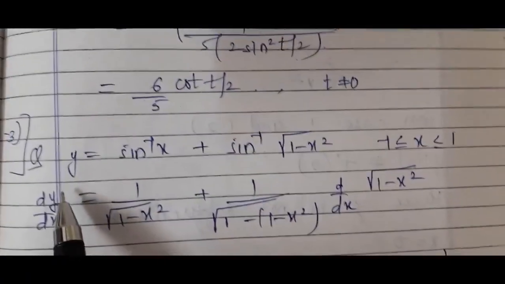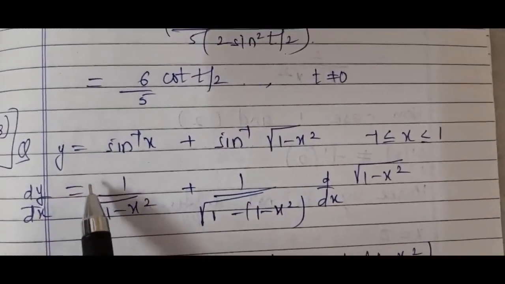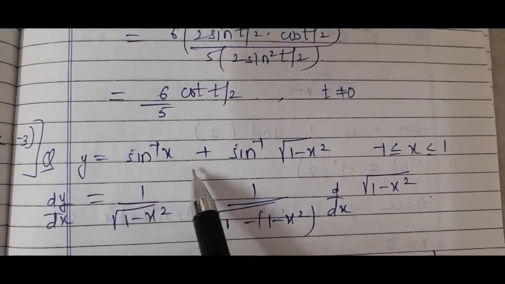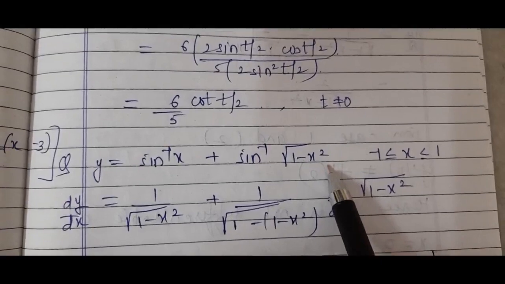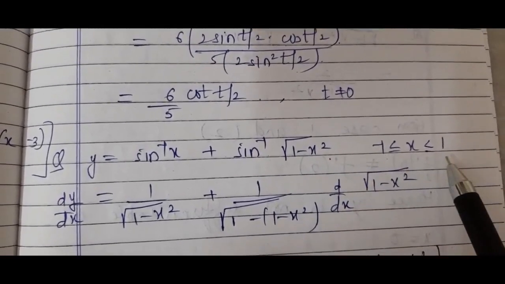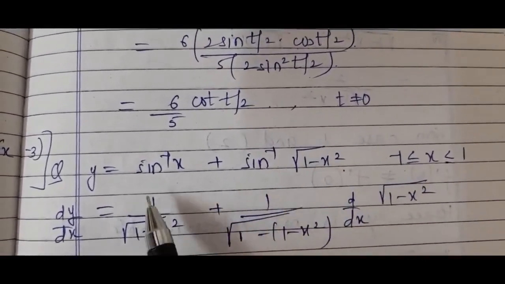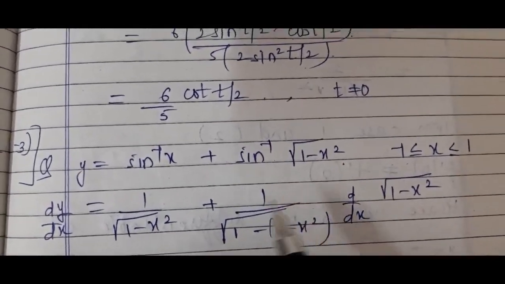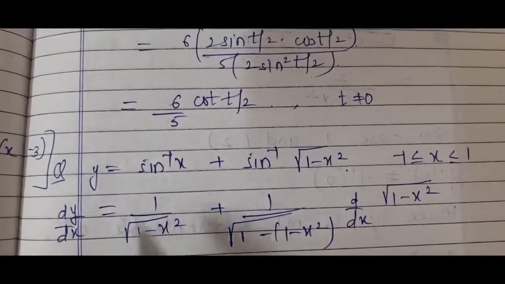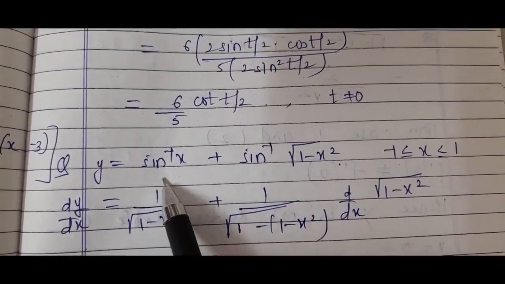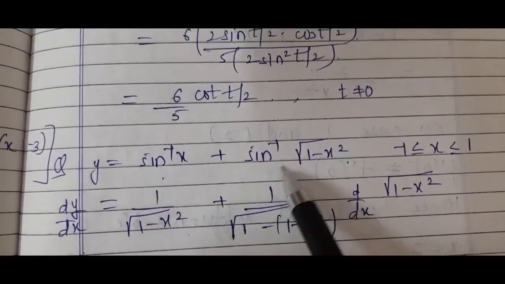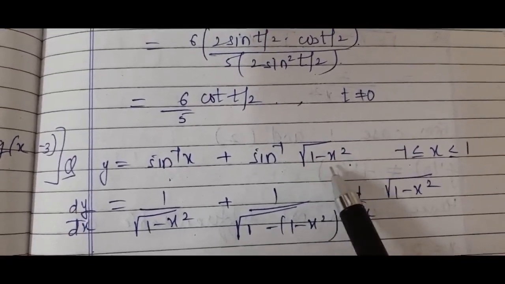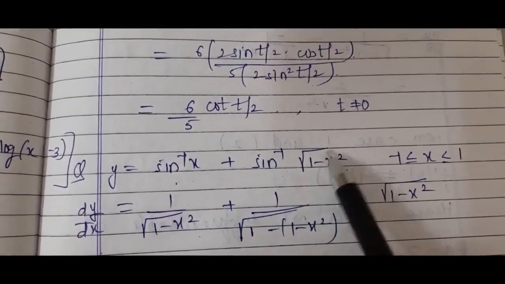Next question is that we have to find dy by dx if y equal to sin inverse of x plus sin inverse of under root of 1 minus x square, where minus 1 is less than or equal to x less than or equal to 1. So we will differentiate with respect to x and we will get dy by dx equal to differentiation of sin inverse of x with respect to x, which gives 1 upon under root of 1 minus x square, and differentiation of sin inverse of under root of 1 minus x square. So this whole term is acting as x.